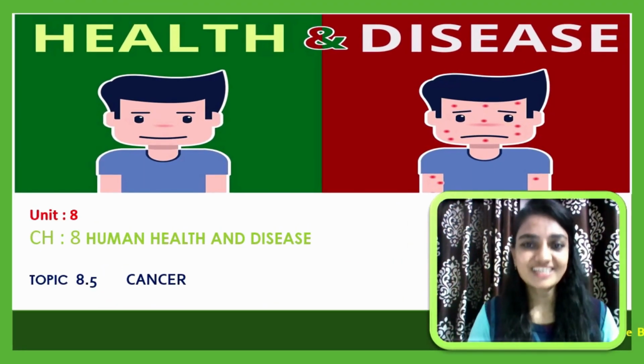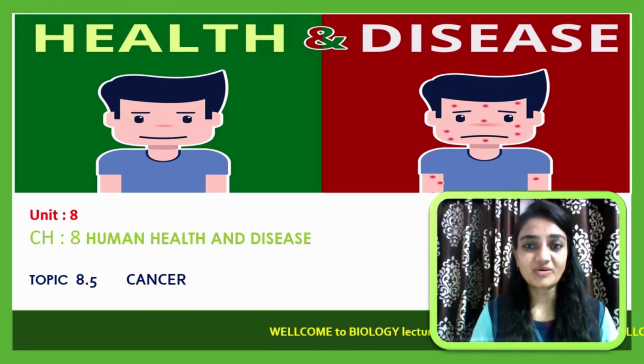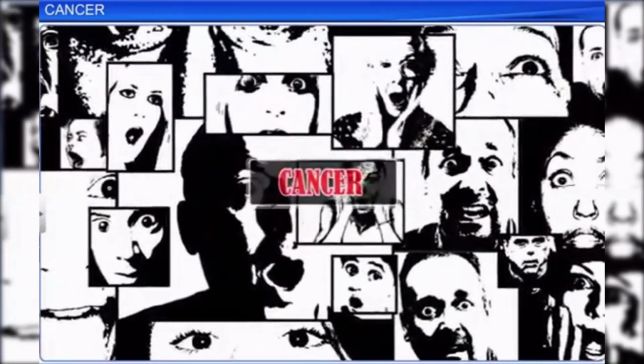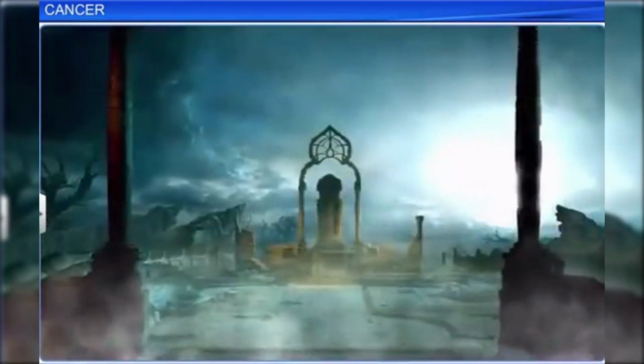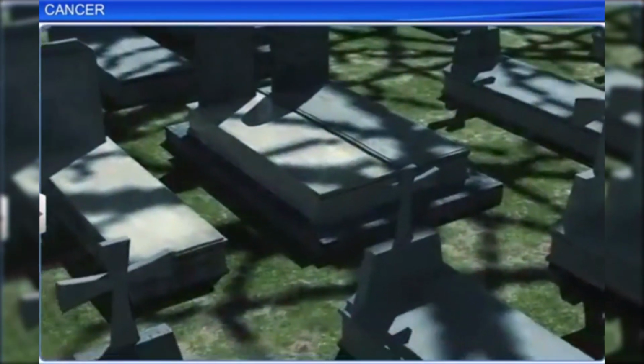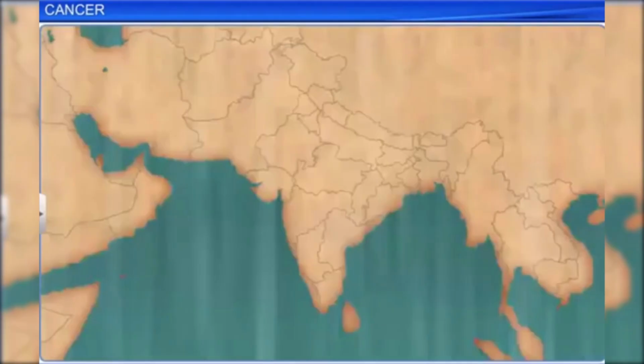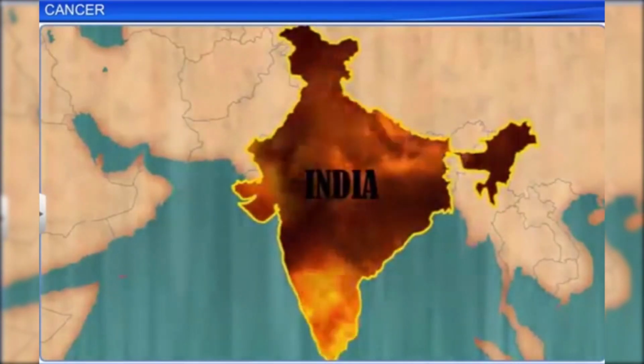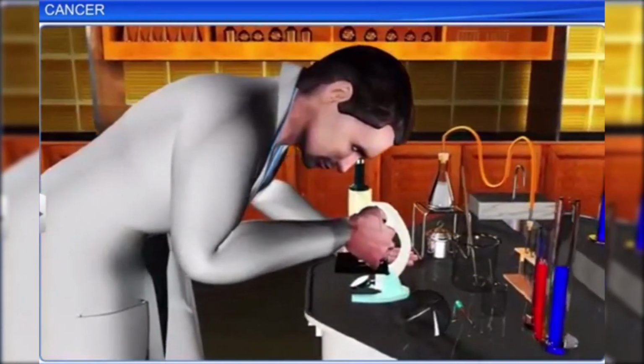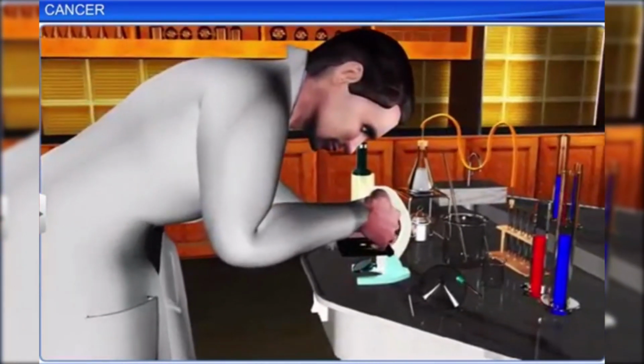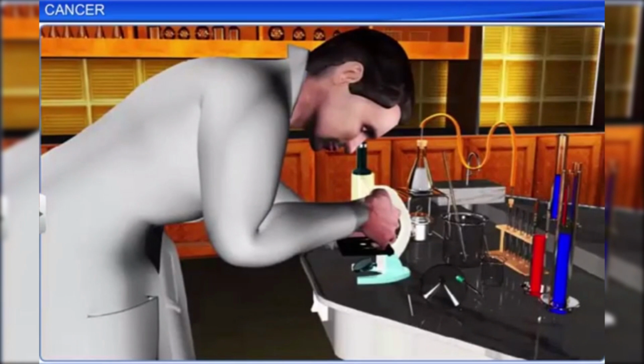Hello students, today we are going to learn a topic, cancer. The word cancer evokes fear in our minds. And why not? It is a disease that claims more than millions of lives annually in India alone, and has been the subject of a lot of research by scientists and biologists.